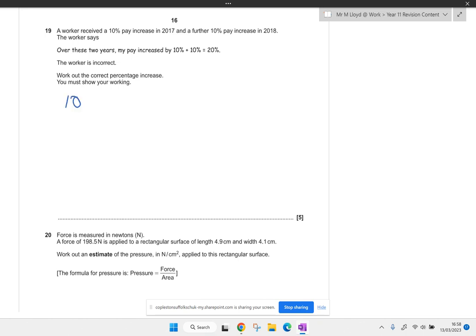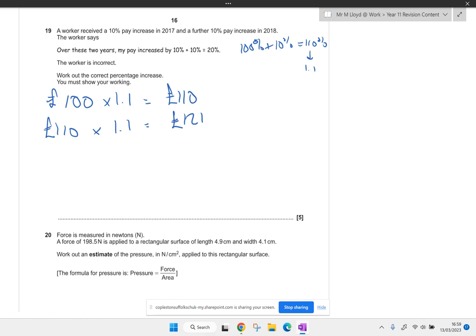So we're going to pretend that they get £100, which I know isn't a lot, but the reason why we're doing this is so that we can work out the actual percentage. So it might as well start with 100. We're then going to times it by 1.1, which is what 100% plus 10% is. So that's going to be 110%, and we multiply that by the 1.1. That gives us £110. Now, this £110 would be like at the start of that second year. He's then going to multiply it again by 1.1, and that gives us £121.